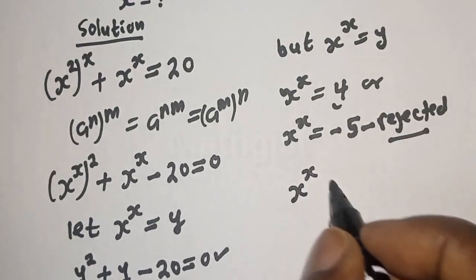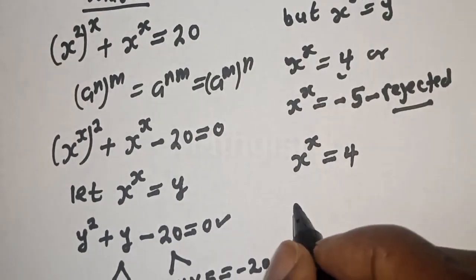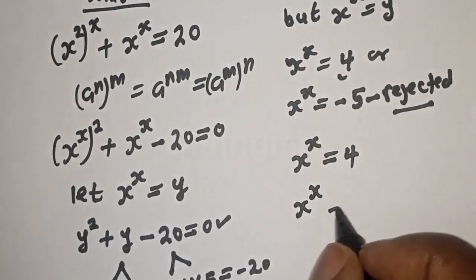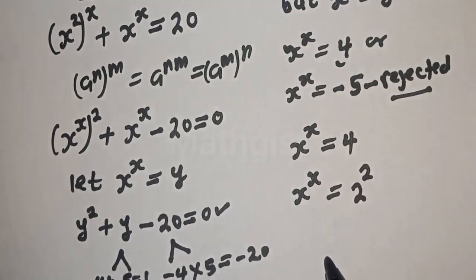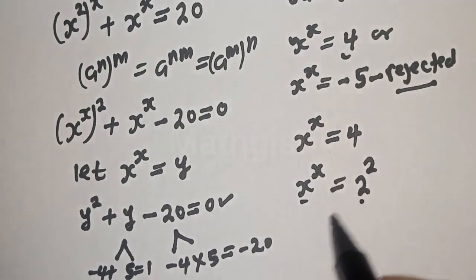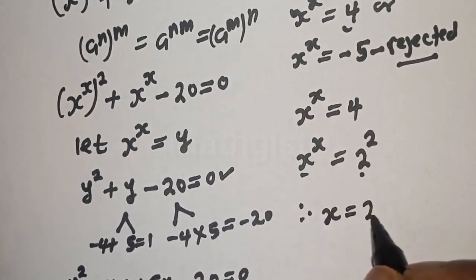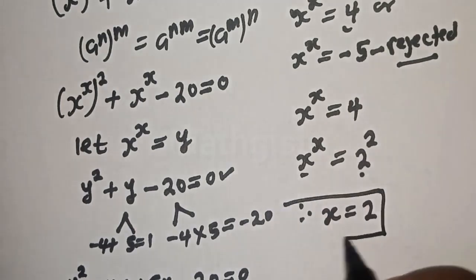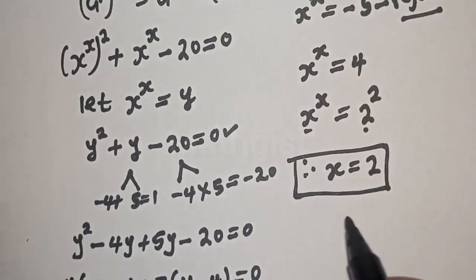s raised to power s is equal to 4. Then s raised to power s is equal to 4 can be written as 2 square. Now, if you look at this very well, the base is equal to 2 and the exponent is equal to 2. Therefore, s is equal to 2. This is the final answer. We can check to confirm if our answer is right or wrong. Let's check.